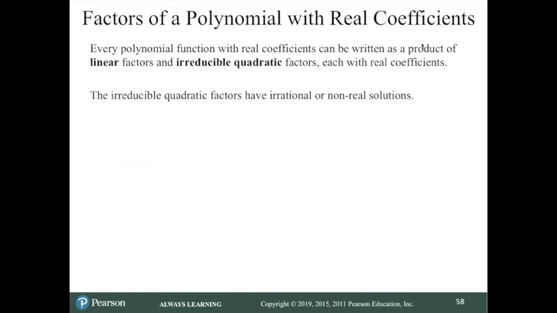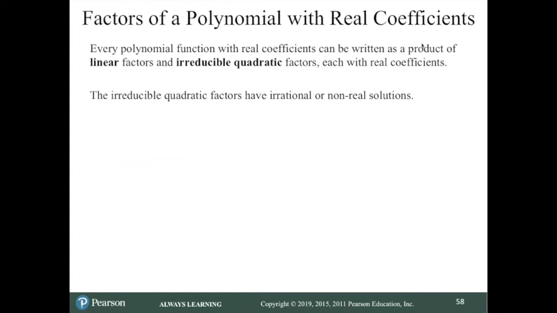which states the factors of polynomials with real coefficients. Every polynomial function with real coefficients can be written as a product of linear and irreducible quadratic factors, each with real coefficients. And so those irreducible quadratic factors can have irrational or non-real solutions. And so when we have polynomials that have irrational or non-real solutions, we can still write them with real coefficients, but we might have to have some of our factors as quadratic factors instead of linear factors.